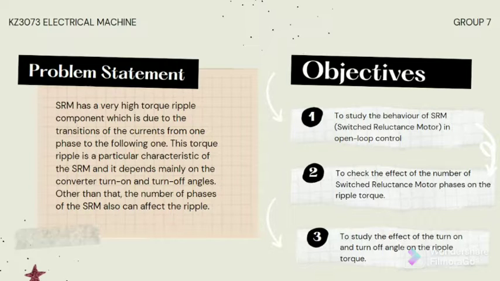For the objectives, firstly, to study the behavior of the switch reluctance motor in open loop control. Second, to check the effect of the number of switch reluctance motor phases on the ripple torque. And lastly, to study the effect of the turn on and turn off angle on the ripple torque.